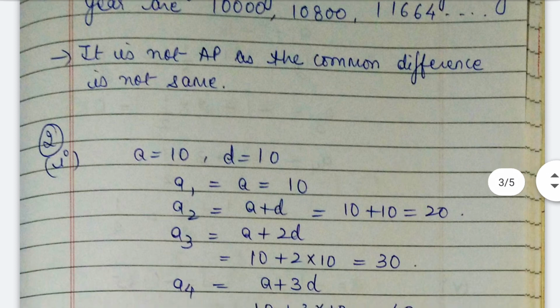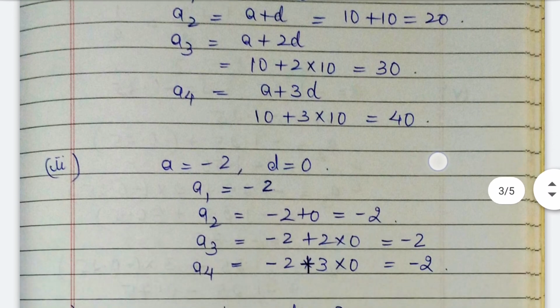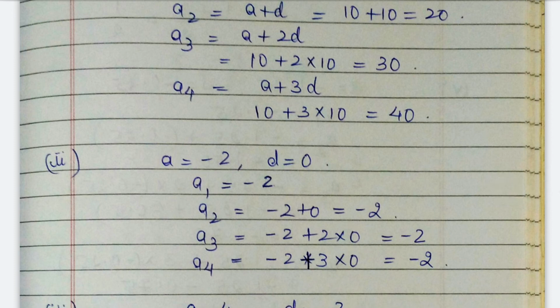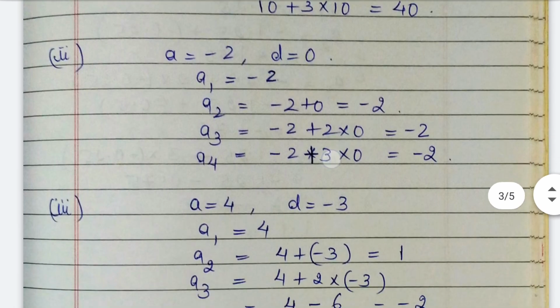Next, question number 2. Write the first 4 terms of an AP if the first term a and the common difference d are given. It is also very simple. Here a1 is a, which is 10. a2 is a plus d, that is 10 plus 10, which is 20. Similarly, a3 is a plus 2d, that is 10 plus 2 into 10, which is 30. a4 is 40.